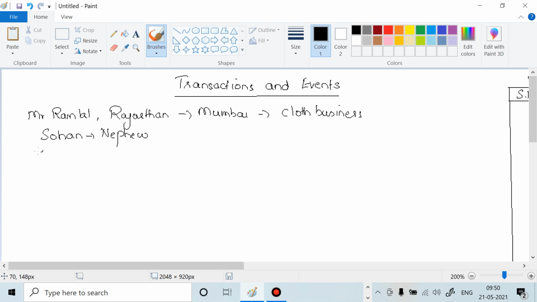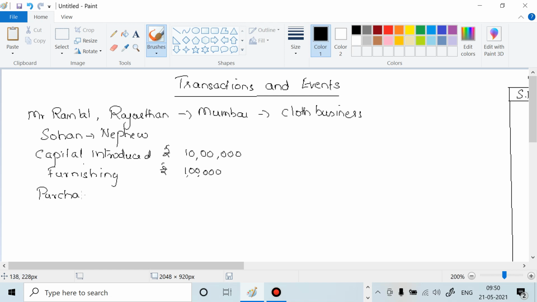Now, Ramlal started the business by introducing capital. Say he brought in capital of rupees 10 lakhs. He used around 1 lakh rupees for furnishing the business, doing the interiors of the retail outlet. Then he spent, say, 5 lakh rupees for purchase of the ready-made garments. He goes to the wholesale market where he can get them at a lesser price. He will add his margin and sell them.